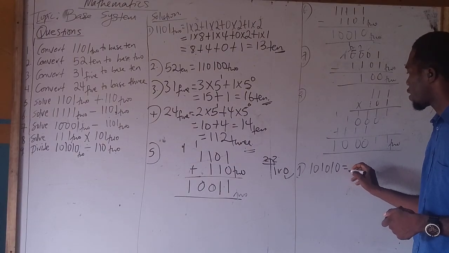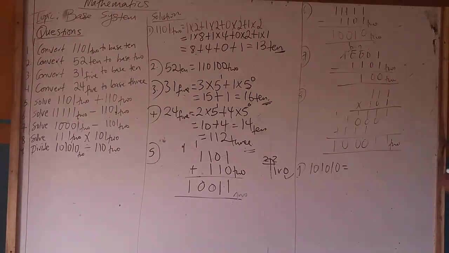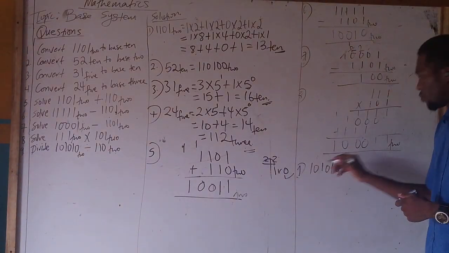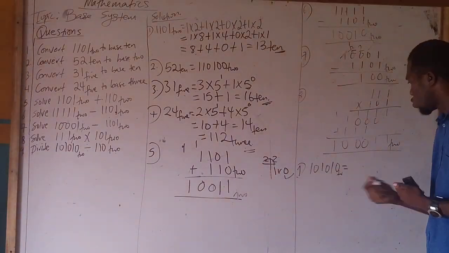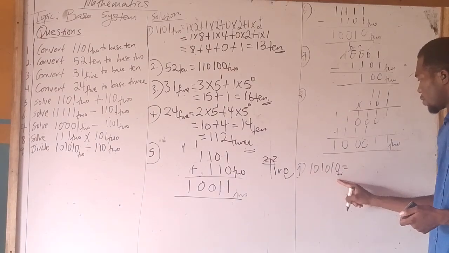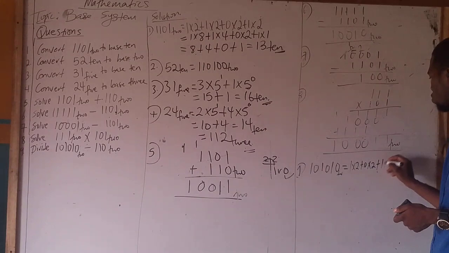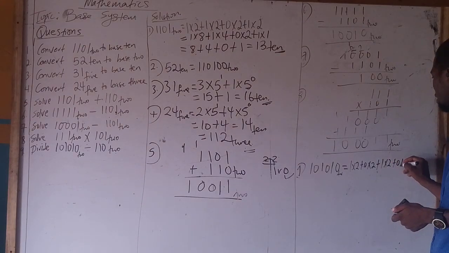Okay, so we want to convert this to base 10. We also convert the 110 to base 10. So this is base 2. And remember, we then multiply by 2. So we now have what? 1 times 2 plus 0 times 2 plus 1 times 2 plus 0 times 2 plus 1 times 2.